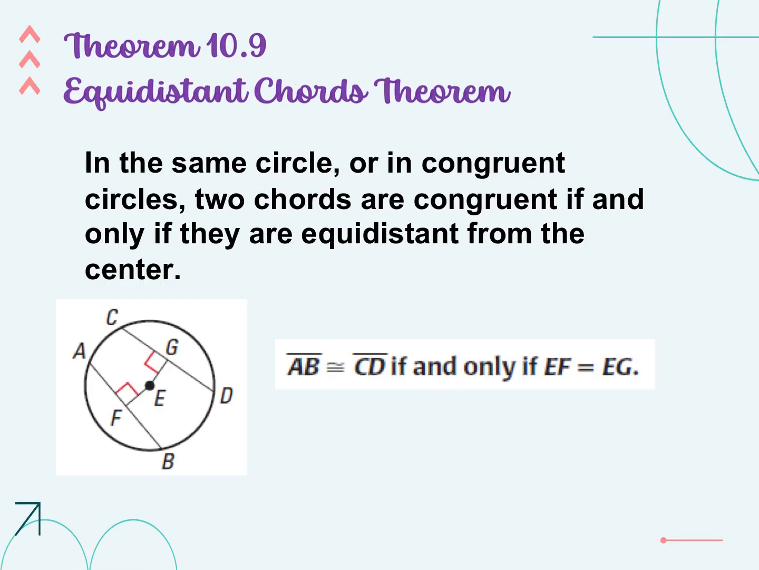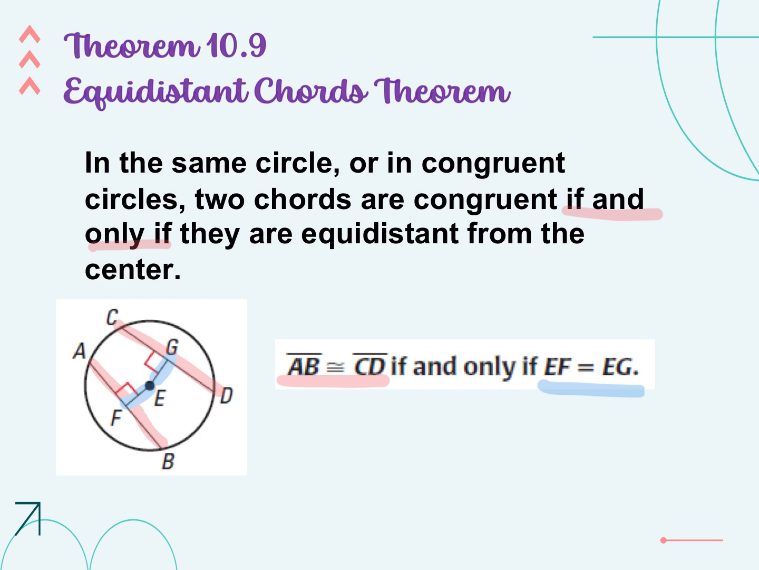And then the next theorem is called the equidistant chords theorem. And this one states that in the same circle or in congruent circles, two chords are congruent if and only if they are equidistant from the center. So notice again the words if and only if. So this can go either way. So either they're going to give you that the chords are congruent, like they've done here. They've shown us that AB is congruent to CD. Then you can conclude that these chords are equidistant from the center. And that's what they're showing here, that EF equals EG.